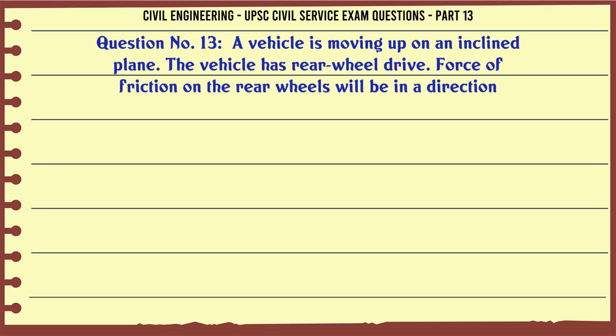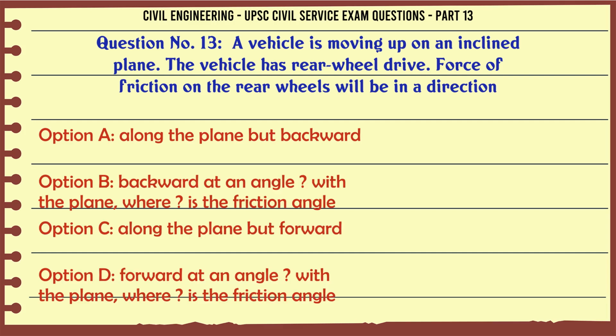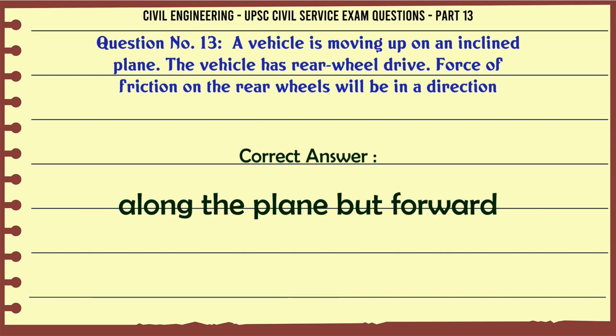A vehicle is moving up on an inclined plane. The vehicle has rear wheel drive. Force of friction on the rear wheels will be in a direction: A. Along the plane but backward, B. Backward at an angle with the plane, where φ is the friction angle. C. Along the plane but forward, D. Forward at an angle with the plane, where φ is the friction angle. The correct answer is along the plane but forward.